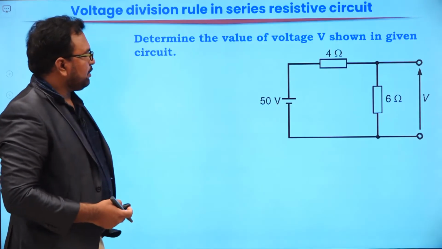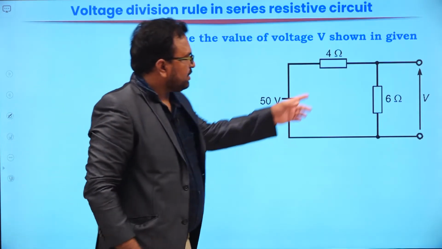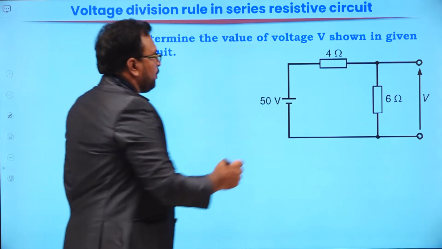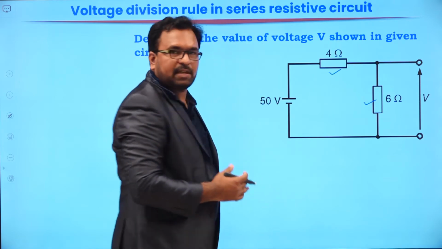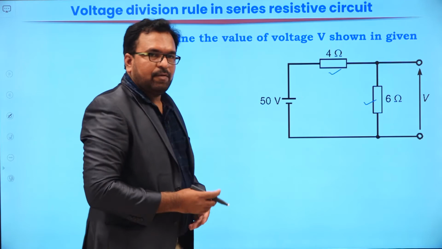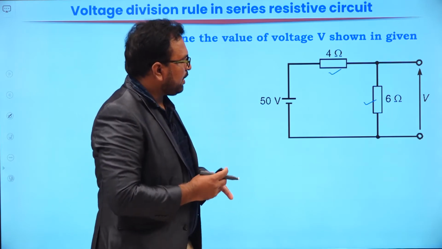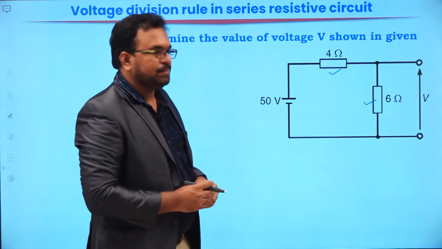Let's do one problem on this one. A circuit is given like this. There are two resistors here. One is a 4 ohm resistor and another one is a 6 ohm resistor. These two resistors are connected in series. And for the series combination, we applied a 50 volts supply. Now what is the requirement? We have to calculate the voltage across the 6 ohm resistor.